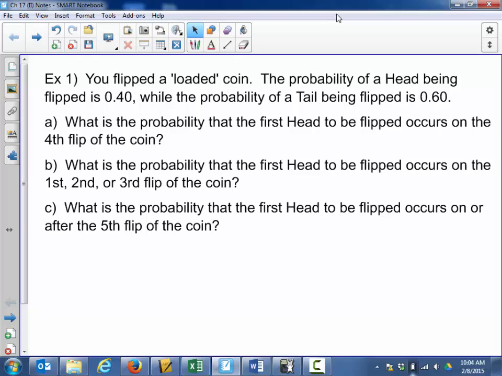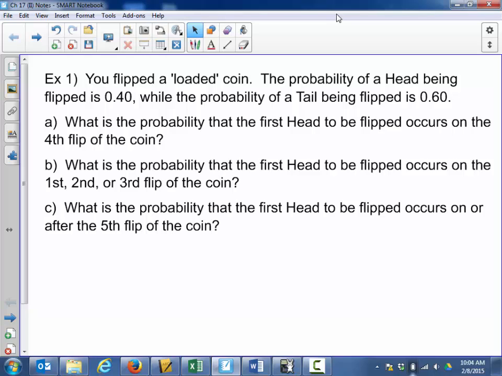Okay, so first of all, let's approach a problem that we've seen before. You flipped a loaded coin. The probability of a head being flipped is 0.40, while the probability of a tail being flipped is 0.60. We want the probability that the first head to be flipped occurs on the fourth flip of the coin.